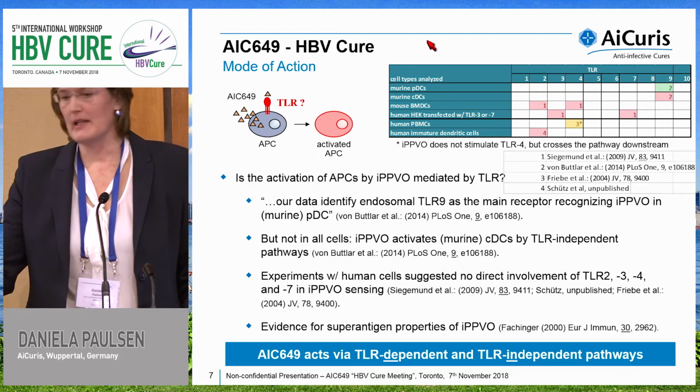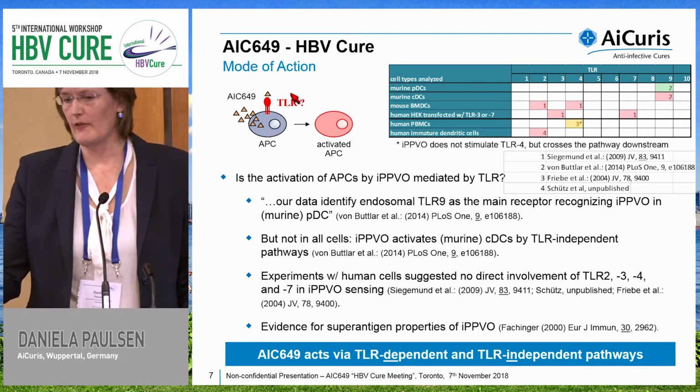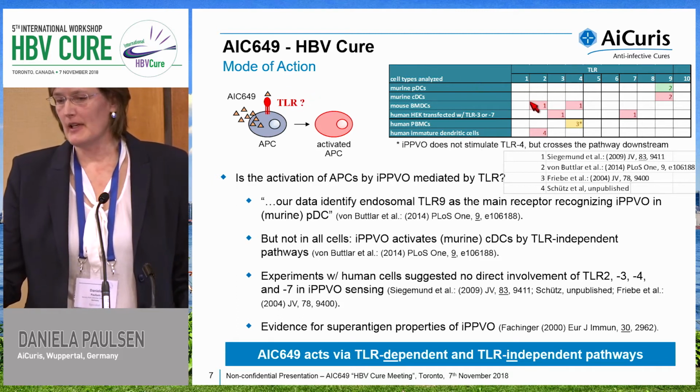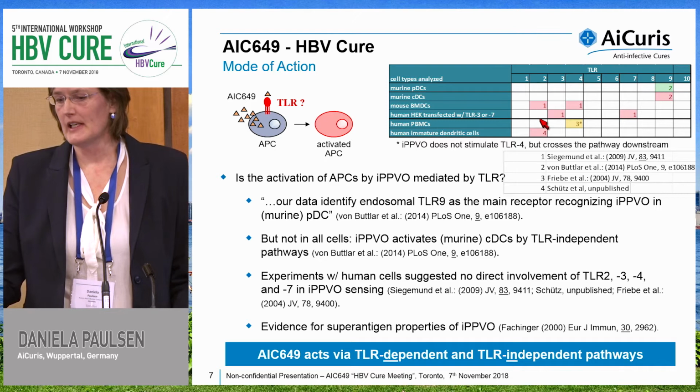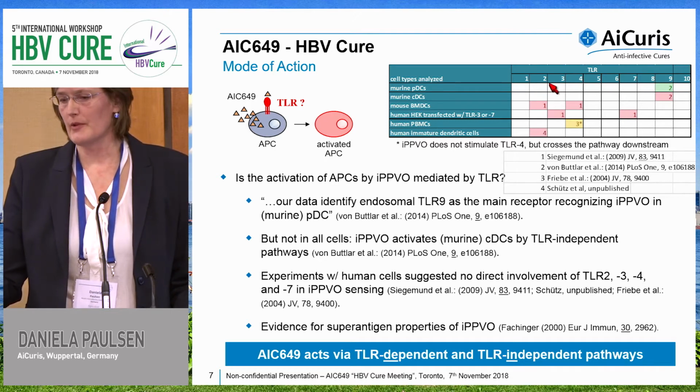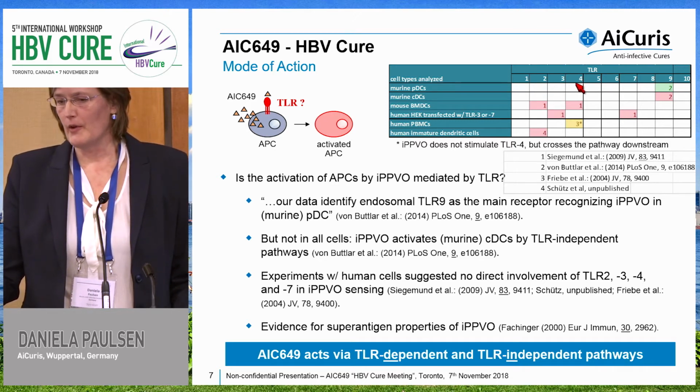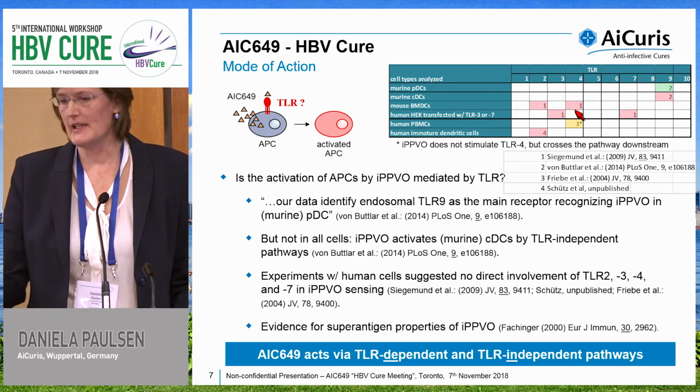I got the question from Adam last time, so is there a TLR involved? Actually, there's no conclusive answer to that. So this is data from human cells, basically. It could be shown that neither TLR2, 3, 4 or 7 are involved in these human cells. This has been confirmed in the mouse system. 2 and 4 are not involved.